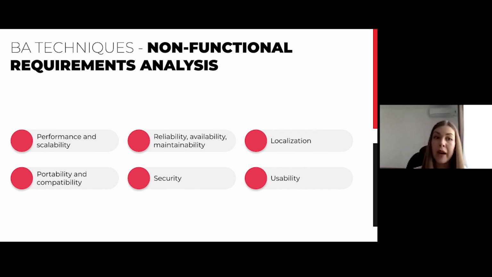These requirements describe operational qualities and not the behavior of the product. We should always think about performance and scalability, portability and reliability, availability and maintainability, security, localization, and usability.